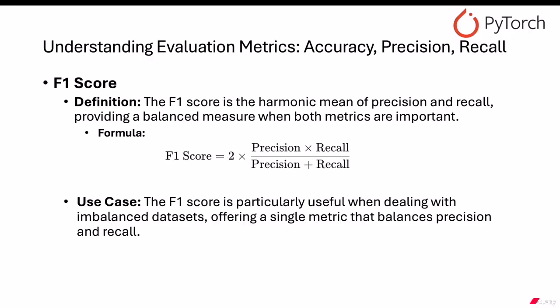F1 score. The F1 score is the harmonic mean of precision and recall, providing a balanced measure when both metrics are important. The F1 score formula is F1 equals 2 times precision times recall divided by precision plus recall. Use case: the F1 score is particularly useful when dealing with imbalanced datasets, offering a single metric that balances precision and recall.